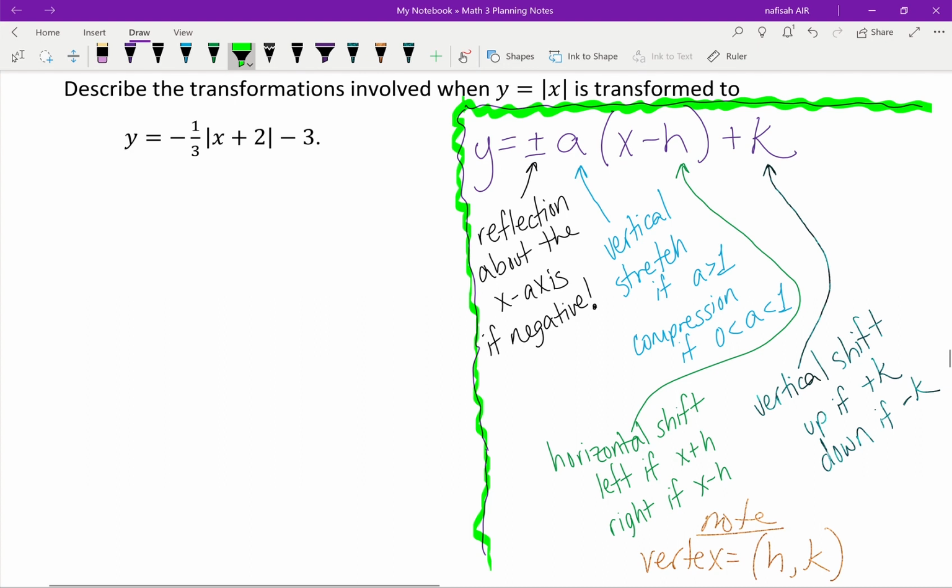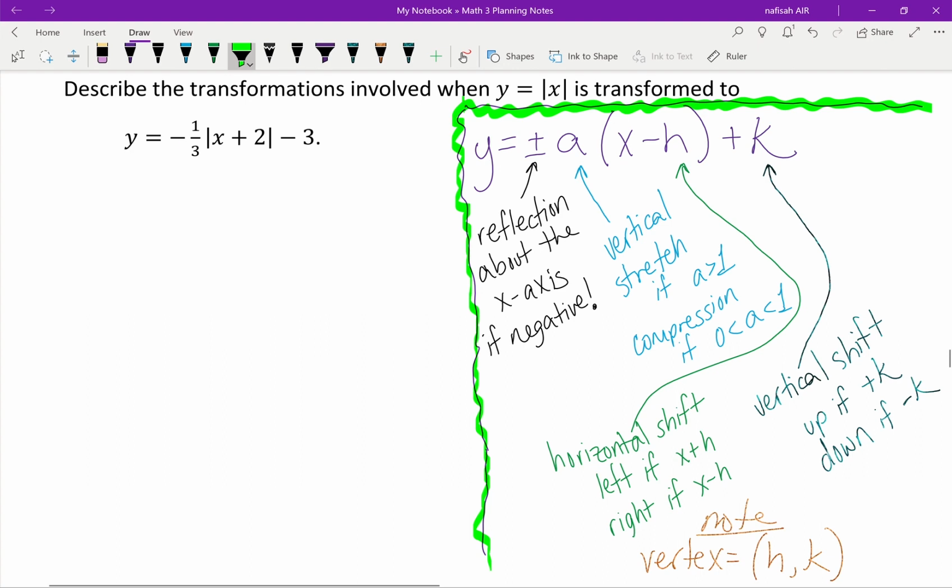Describe the transformations involved when y equals the absolute value of x is transformed to y equals negative 1/3 the absolute value of x plus 2 minus 3. I have written to the right what I call the key to life, the abbreviated version of it, where if I understand where the numbers are placed in my parent function, I'll know what they mean and what they did to my parent function.